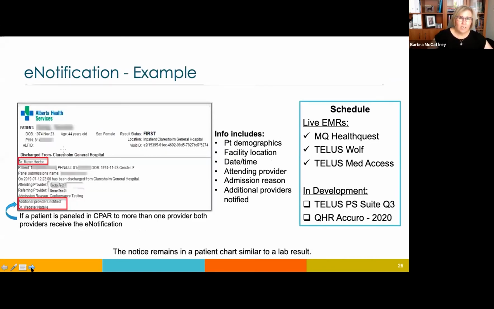So once the e-notification is opened, it includes the patient demographics, the facility location where it occurred, the date and time, the attending provider, the admission reason, and if that patient is paneled to more than one provider in Alberta that is participating in CPAR, it will indicate additional providers notified.